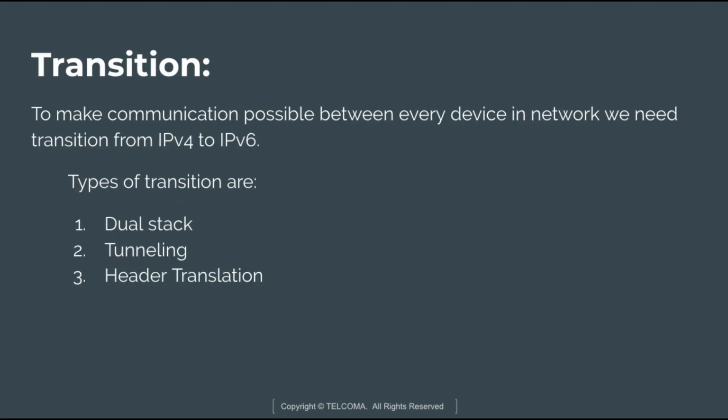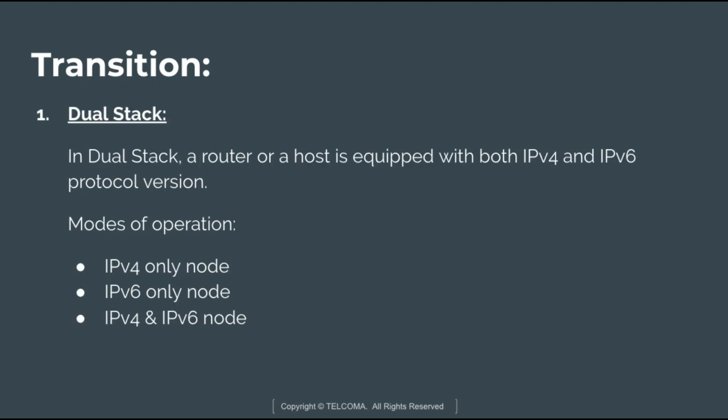Due to the huge number of devices on the internet, the transition from IPv4 to IPv6 cannot happen suddenly. To make communication possible between every device in the network, we need a transition from IPv4 to IPv6 addresses. The types of transition are dual stack, tunneling and header translation. Let's discuss these one by one. The first one is dual stack.